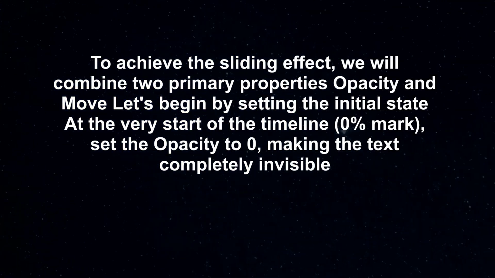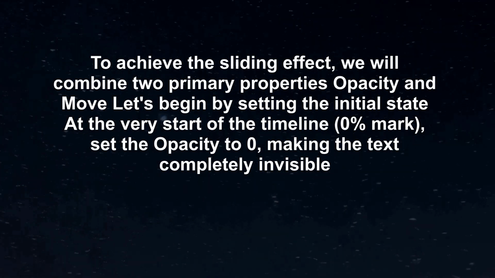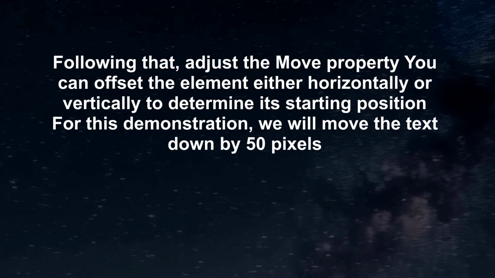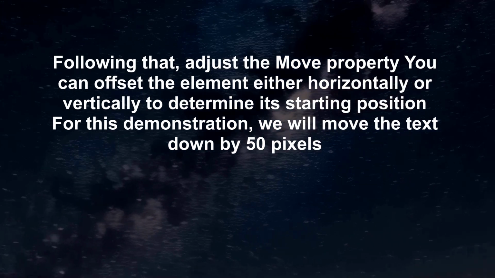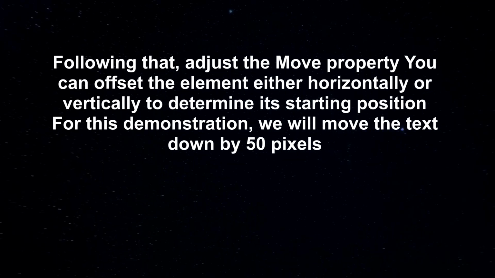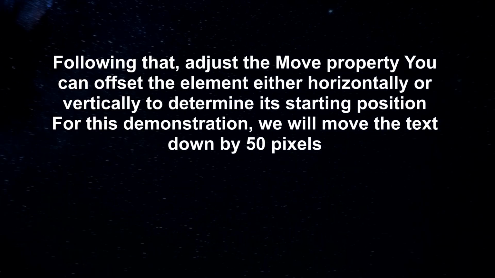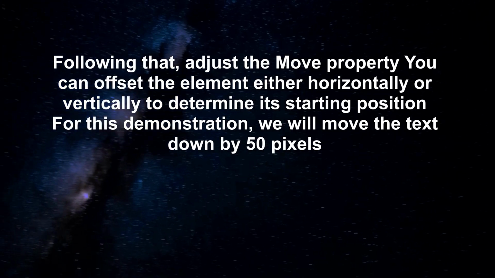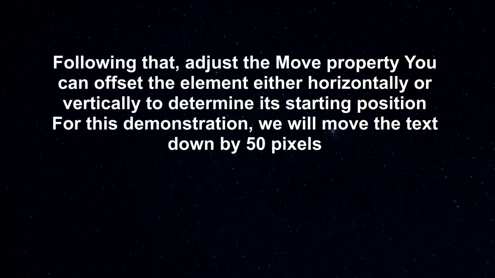Set the opacity to 0, making the text completely invisible. Following that, adjust the move property. You can offset the element either horizontally or vertically to determine its starting position. For this demonstration, we will move the text down by 50 pixels.